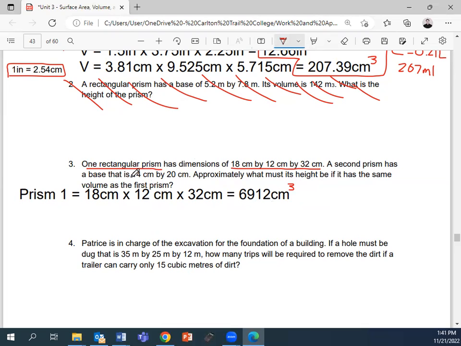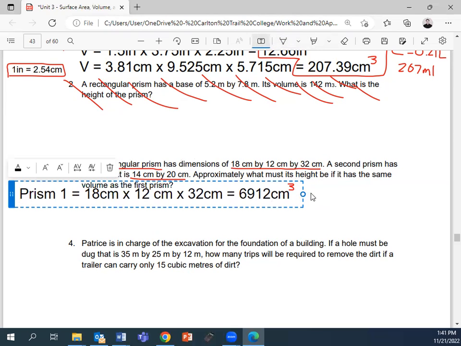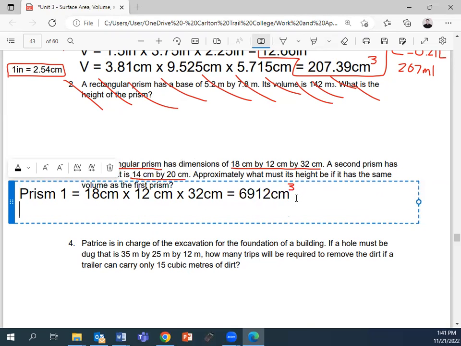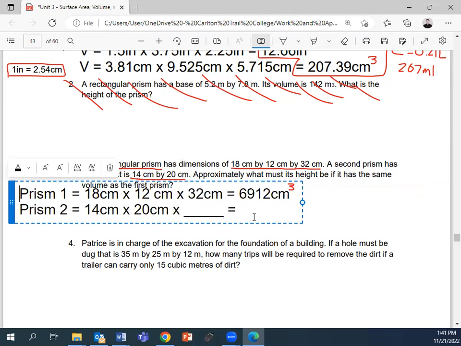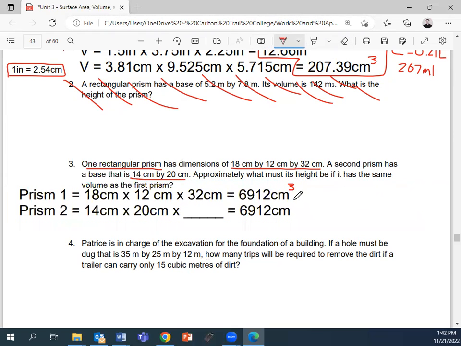The second prism, all I know is the base. I don't know what the height is. Now, you could use algebra to calculate this out, which we haven't learned yet. But we could also just use our logic with this, right? So I know prism 2 has a base of 14 centimeters times 20 centimeters, and there's some unknown height here. But one thing I do know is that it has the same volume.